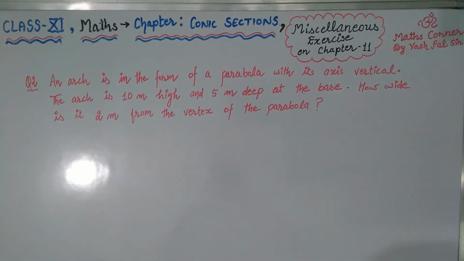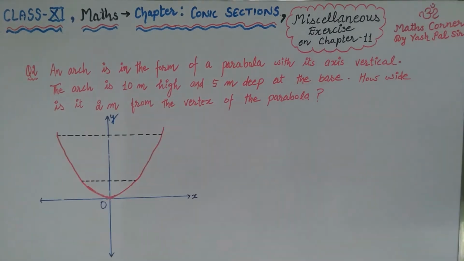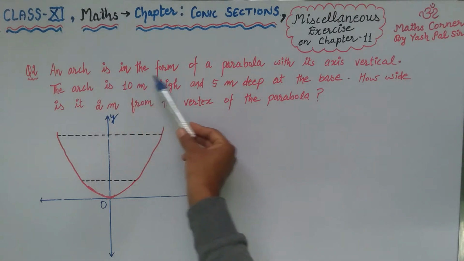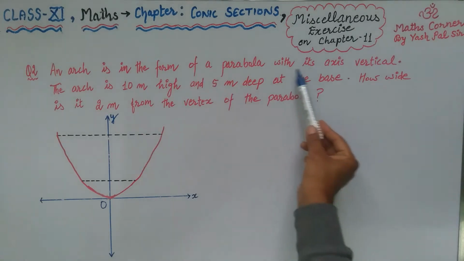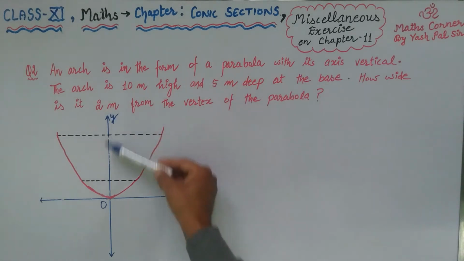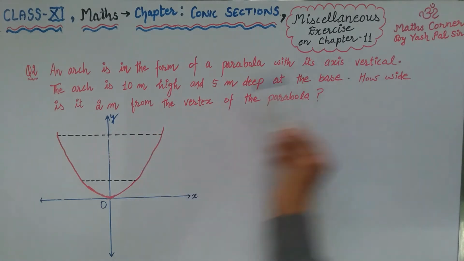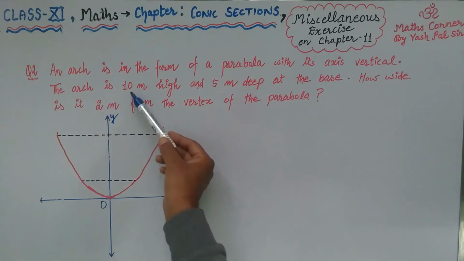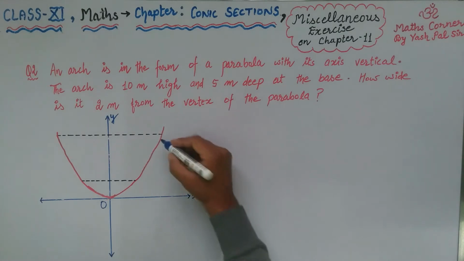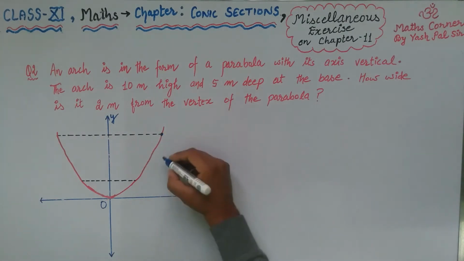So again, let us have the diagram of this statement. Based on the statement, the diagram will be this shape, this is the parabola in the diagram. An arch is in the form of a parabola with its axis vertical, that is the y-axis. The arch is 10 meter high. So from here the height is 10 meter.